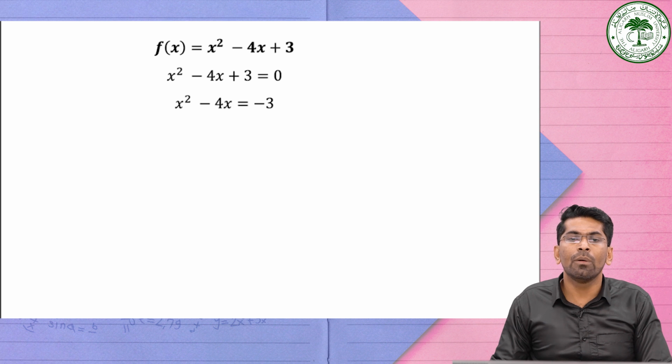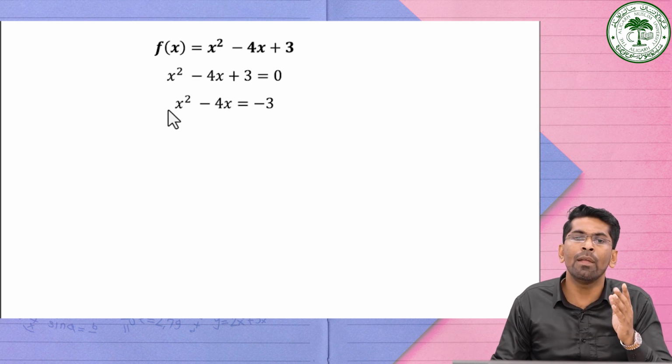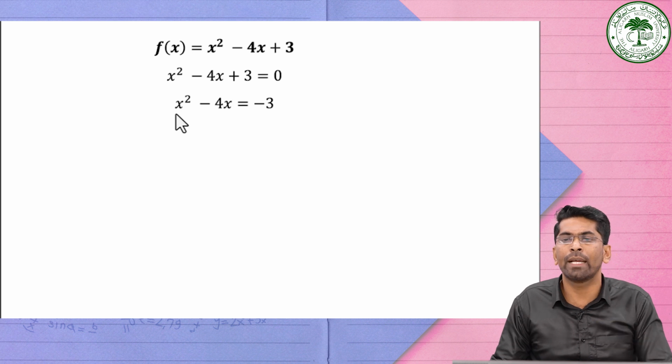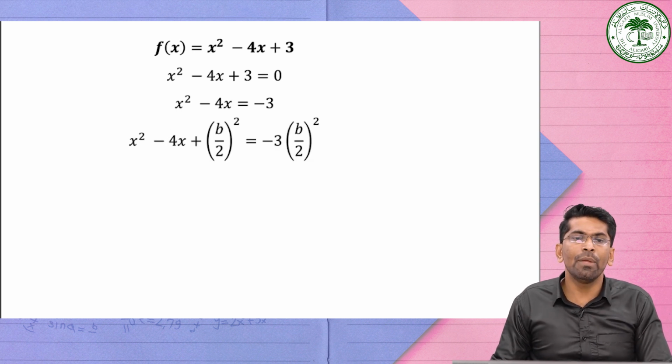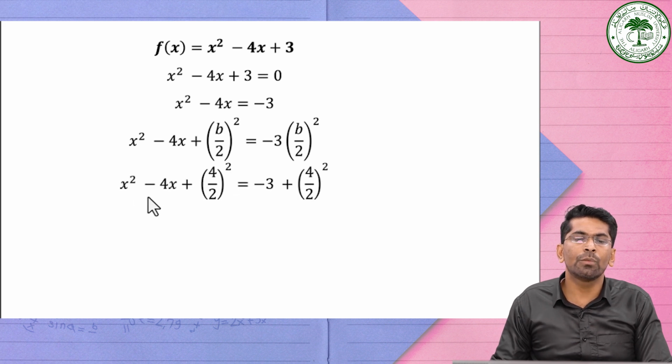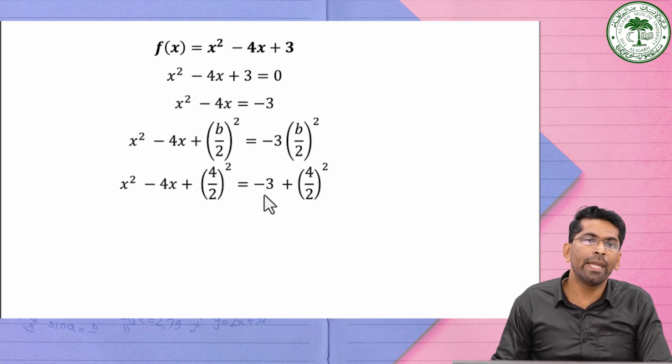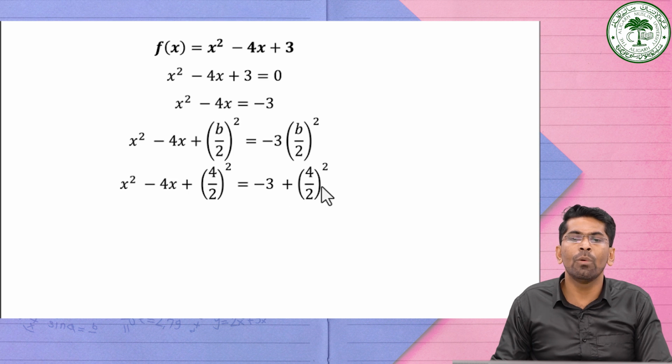Then after that, the coefficient of x square is 1, so there is no need to divide the entire equation. We need only 1 as the coefficient of x square. So now we can simplify by adding the term (b by 2) whole square, the middle term, on both sides of the equation. Here b is equal to 4. So I am substituting here x square minus 4x plus (4 by 2) whole square, which is equal to minus 3 plus (4 by 2) whole square.